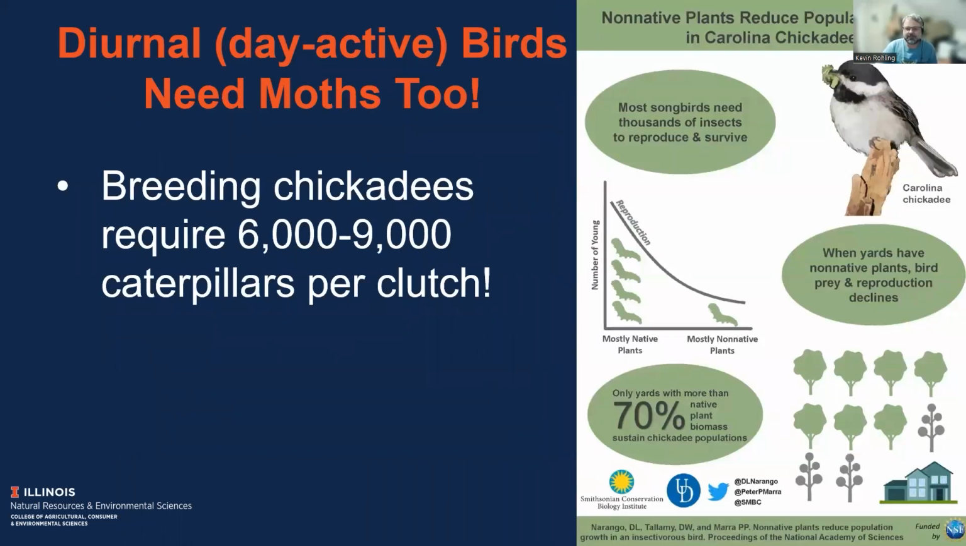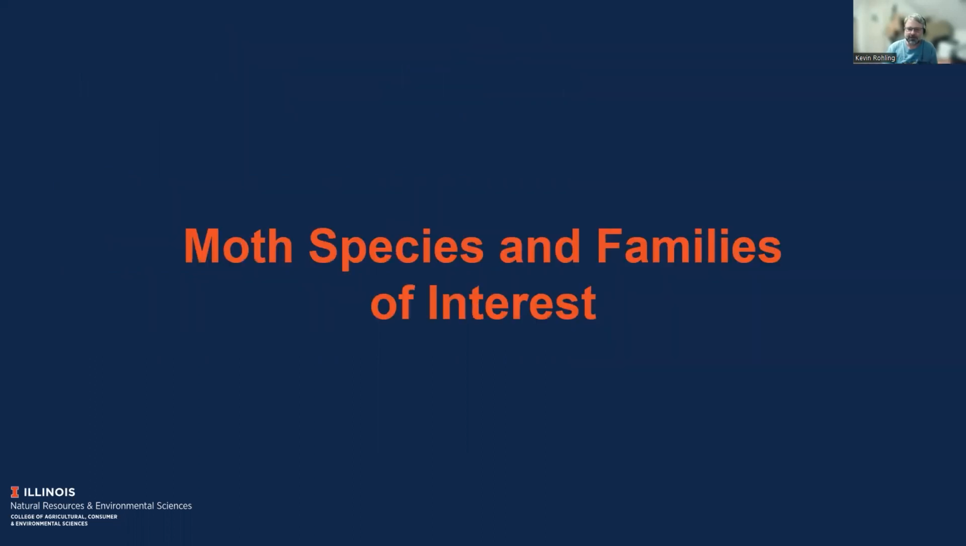So not to be outdone, day-active birds need moths too. We're not just talking about the adult moths here, we're talking also about the caterpillars as well. There was an interesting study that Doug Tallamy and others did following chickadees, and they found they required 6,000 to 9,000 caterpillars per clutch. Similar findings have been found for other songbirds as well. So huge amounts of moths are needed for all those predators.